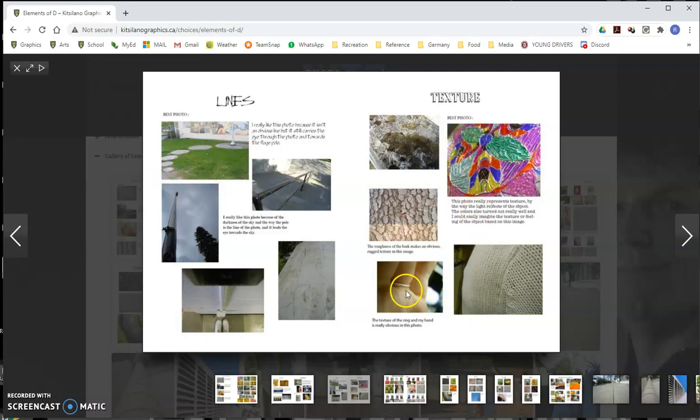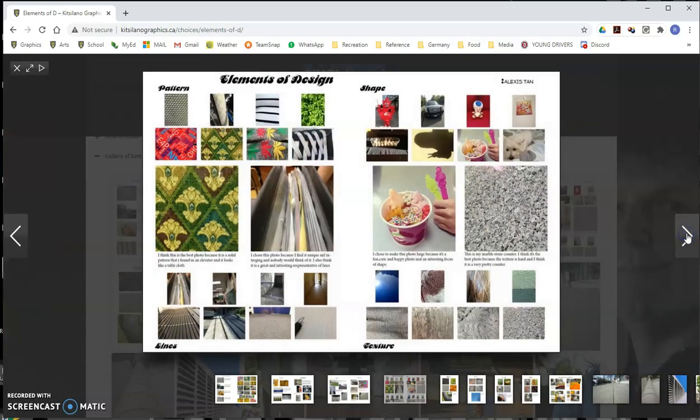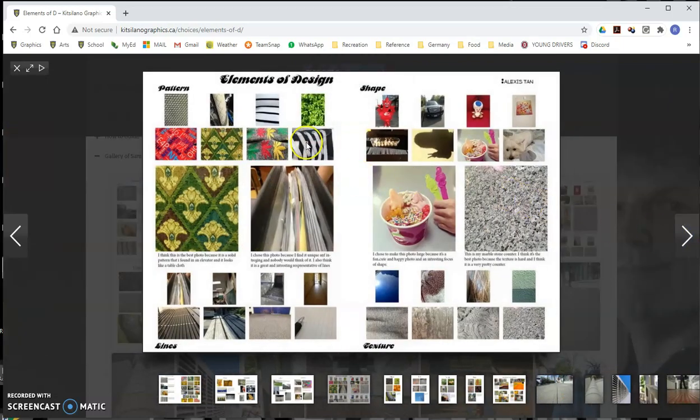And again, texture here gives you an idea of what it would feel like. So often texture works well when you get really close and you get the camera to a slight angle. So let's look at one more assignment here. Again, you've got pattern, shape, lines, and texture. Again, you can see the lines leading through.